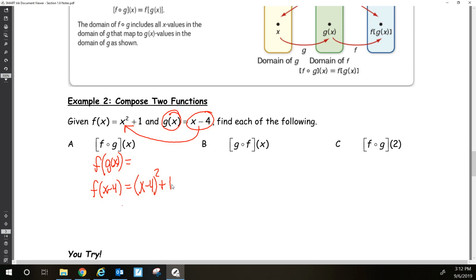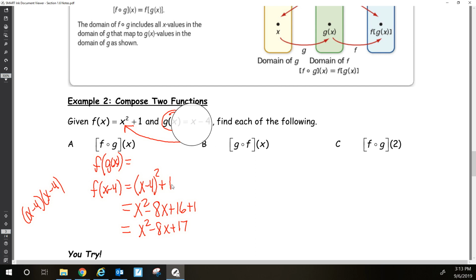And then to figure out what this is, I'm just going to go ahead and multiply it out. Remember, I got x minus 4 times x minus 4. That's what this guy is. That would be x squared. Then I got negative 4x, negative 4x, that would be negative 8x. And then negative 4 times negative 4 would be 16. Don't forget your 1 you got up here, plus 1. So this guy's x squared minus 8x plus 17. That's f of g of x.